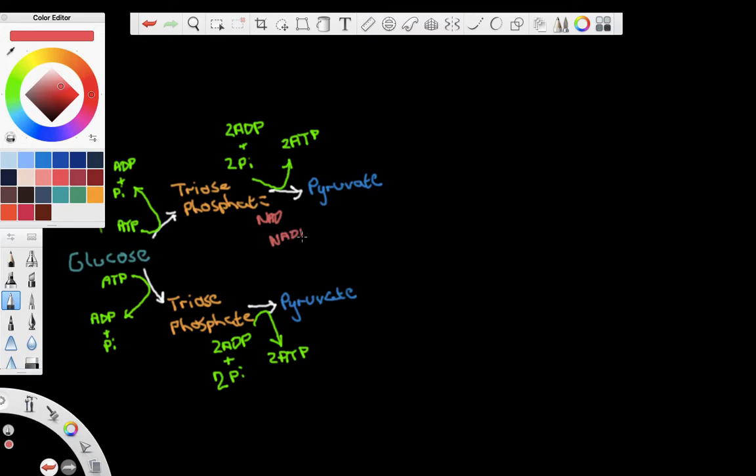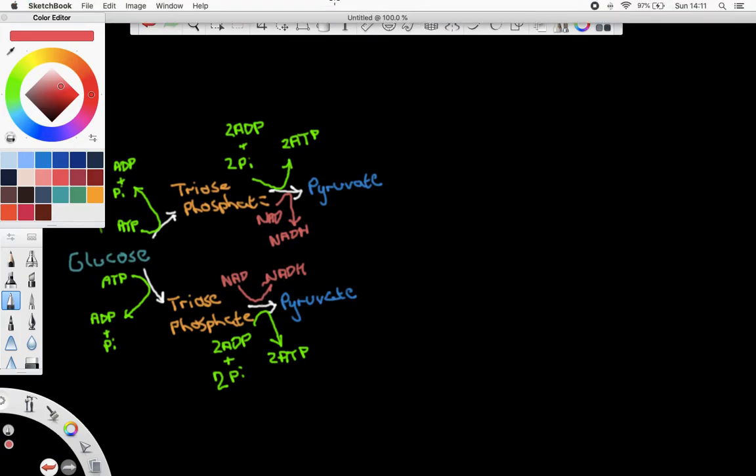NADH. And we're going to have the same down here. We're going to have NAD being turned into NADH. So we're having triose phosphate oxidized. NAD is reduced to form NADH, or reduced NAD.